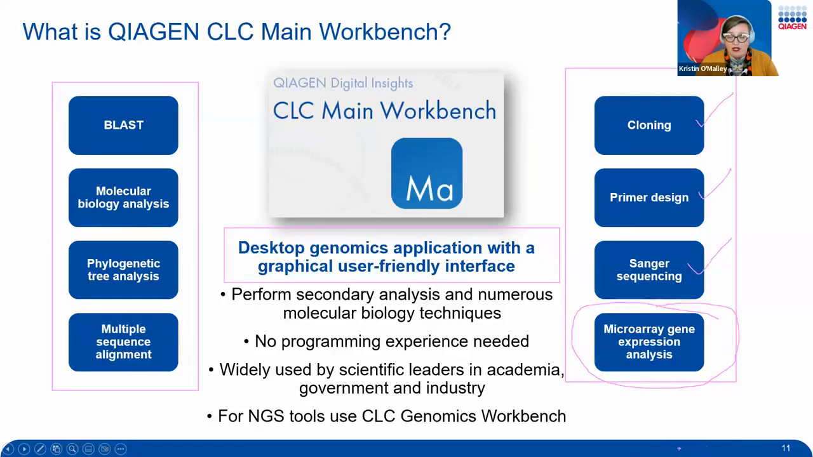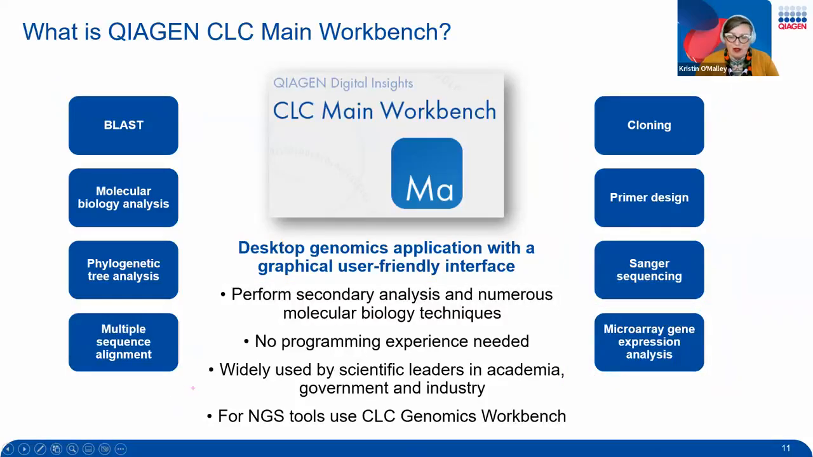Now, one thing to mention is you might notice that there is something missing from this list, perhaps. So one thing that the CLC Main Workbench does not have tools for is any NGS-based experiments. So if you are generating NGS data alongside your Sanger sequencing data, you might want to consider upgrading to a CLC Genomics Workbench, and that will unleash all sorts of other tools for your NGS-based data, as well as things like single cell sequencing and so on and so forth.